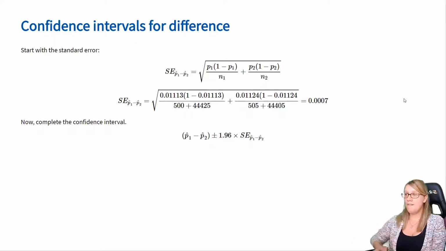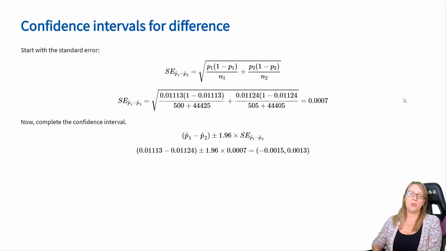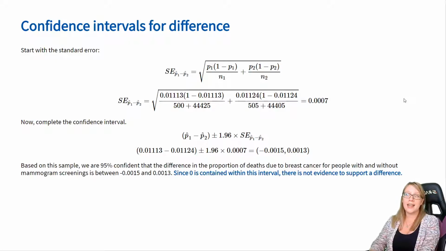Now to complete the confidence interval, we'll take the difference in our sample proportions plus or minus 2 standard errors. We get a confidence interval that goes from negative 0.0015 to positive 0.0013. Now look at what this interval contains. This interval contains 0. So what that means is that 0 is a plausible value for the population difference in the proportion of women who will die from breast cancer. So really, there is not evidence from this sample to support a difference.